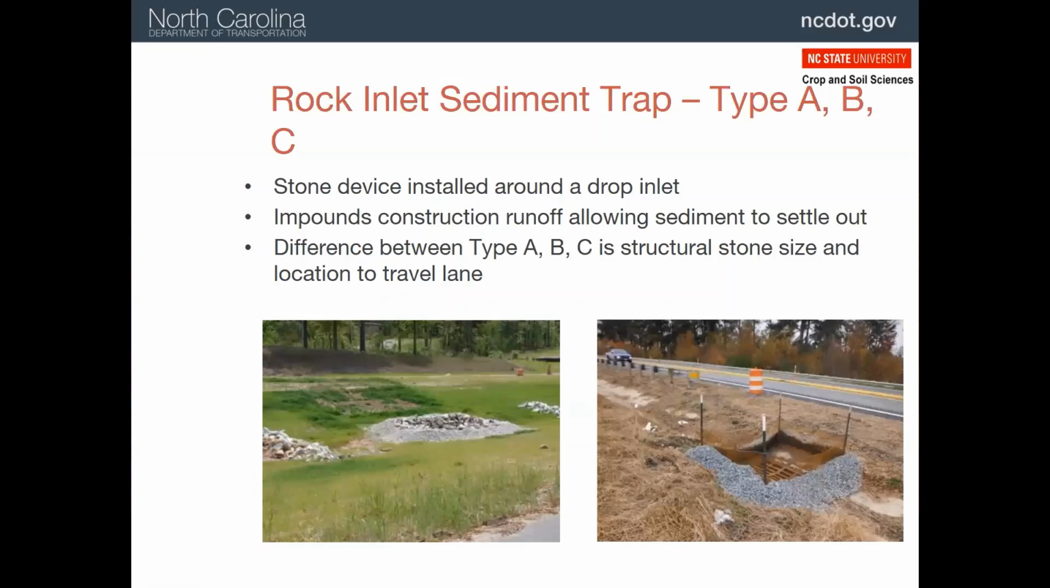So drop inlets will eventually be at ground level and drain roadway runoff through a grassed or lined drainage ditch. There are 3 types of inlet protection that we're going to use, depending on location and the expected runoff volume.